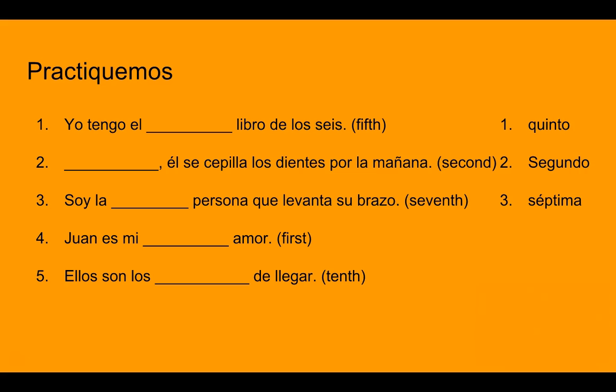Now you may be a man, but it's still séptima because la persona is what we're describing, and that is a feminine noun. Juan es mi primer amor. Juan is my first love. We drop the O because amor is a masculine noun. And finally, ellos son los décimos de llegar. They are the 10th to arrive.